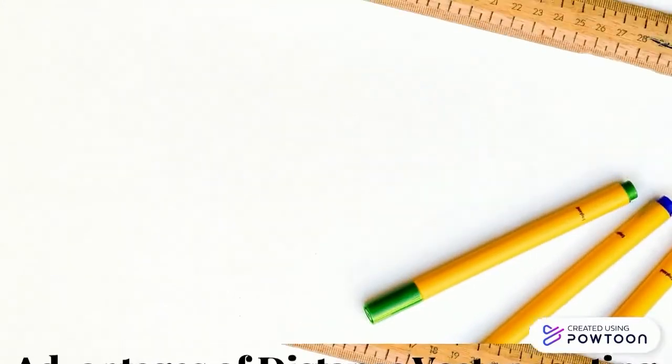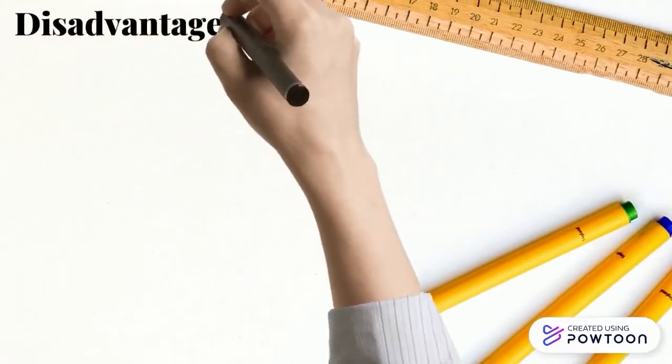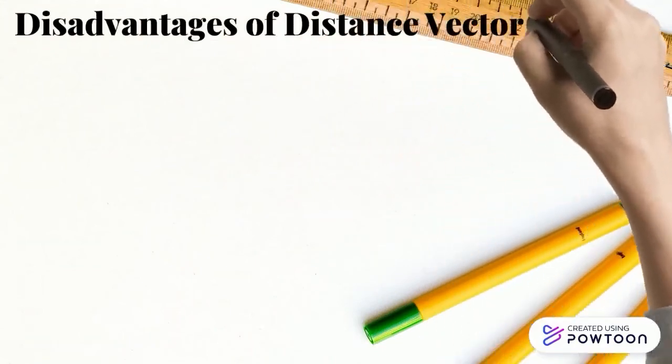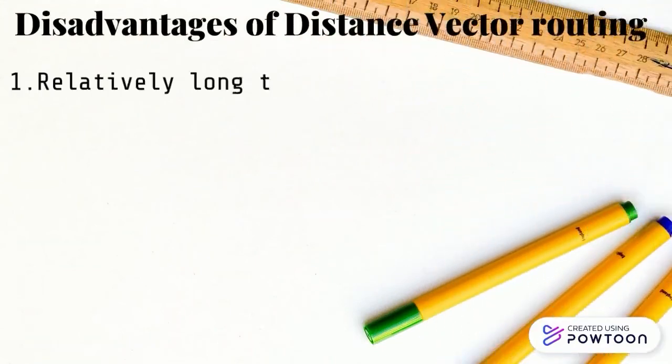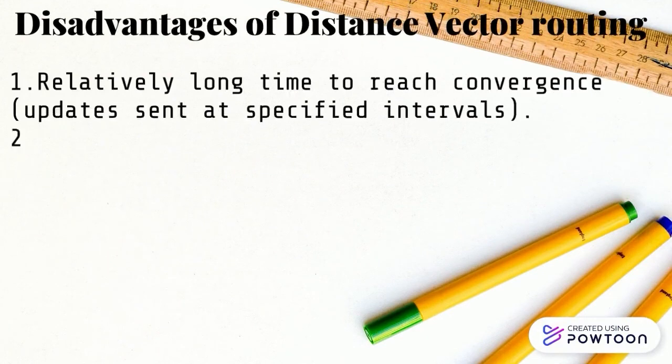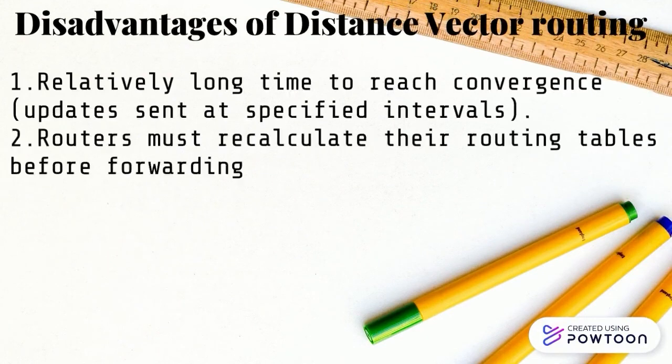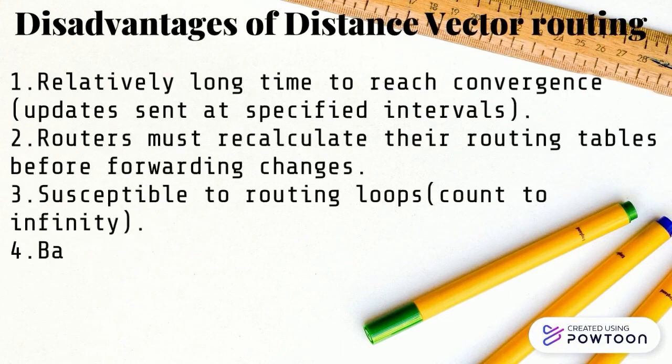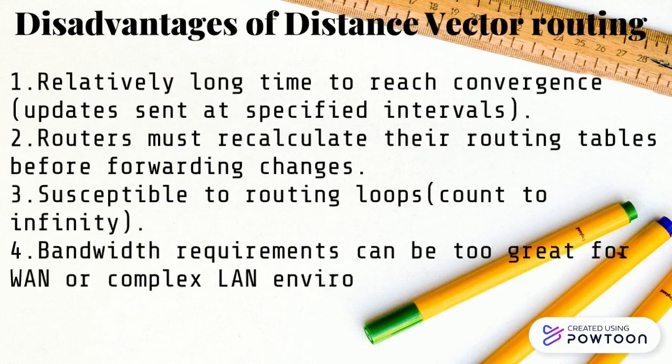Now, talking about the disadvantages of distance vector routing. DVR takes a relatively longer time to reach convergence because the updates are sent at specified intervals. The second disadvantage is that routers must recalculate their routing tables before forwarding changes. Third, it is susceptible to routing loops, which may lead to the well-known problem of count to infinity. Fourth, the bandwidth requirements of DVR can be too great for wide area networks or complex LAN environments.